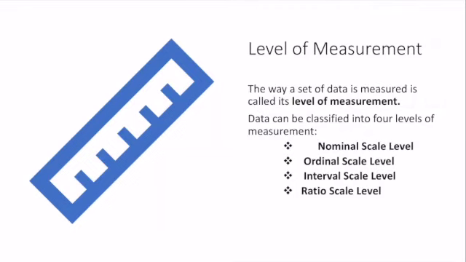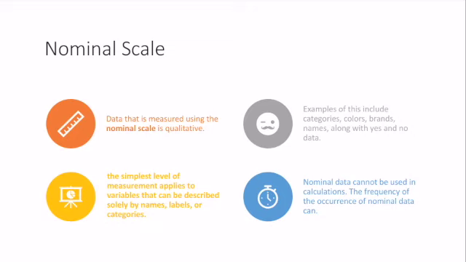All right, so now we need to talk about levels of measurement. The way a set of data is measured is called its level of measurement. There are 4 different levels: nominal, ordinal, interval, and ratio. Data that is measured using the nominal scale is qualitative. That's important to remember.